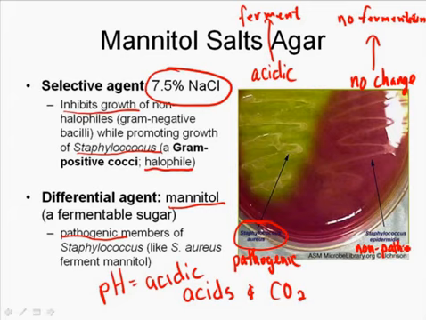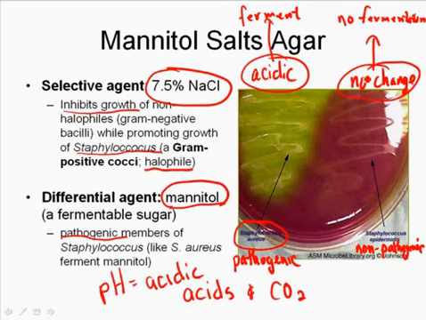non-pathogenic member. So the beauty of the MSA plate, first of all, is we've inhibited gram-negative bacilli. So anything that grows we know belongs to the genus Staphylococcus. Next, we try to differentiate amongst members of Staphylococcus based on their ability to ferment mannitol. As we can see, Staphylococcus aureus can ferment mannitol, creating acidic conditions, whereas Staphylococcus epidermidis cannot ferment, therefore you see no change, no acid produced.